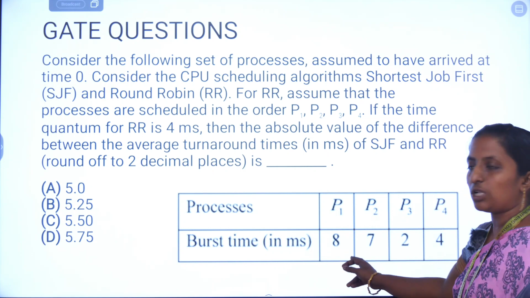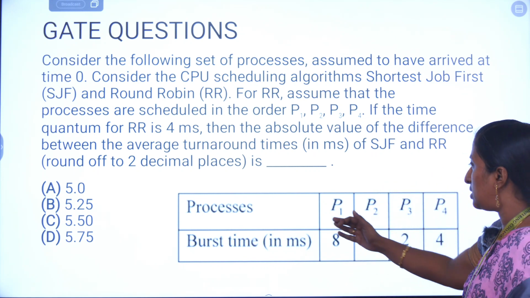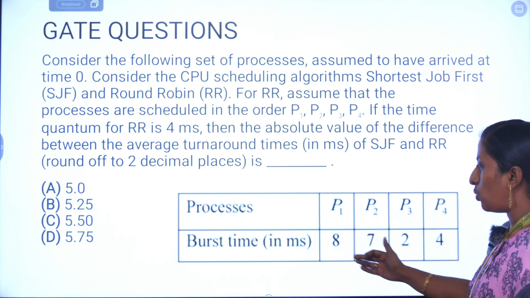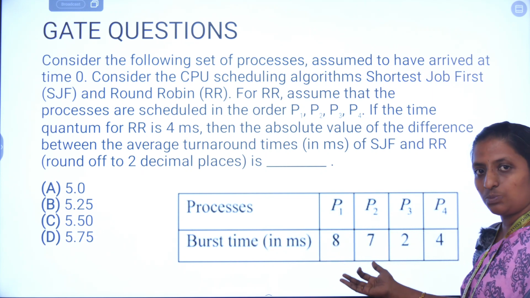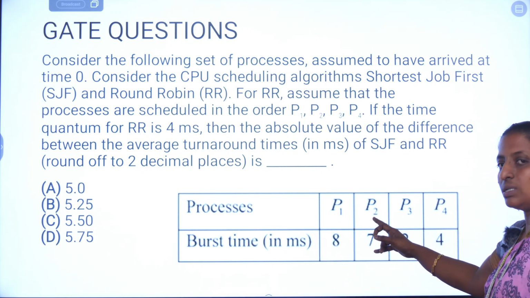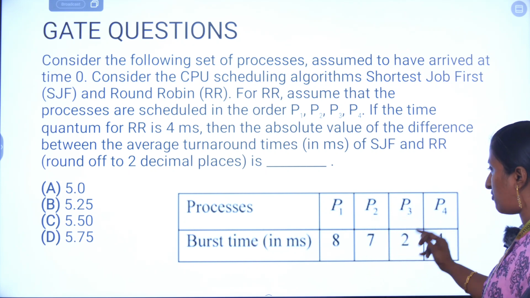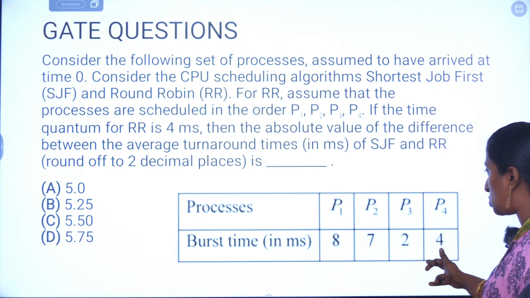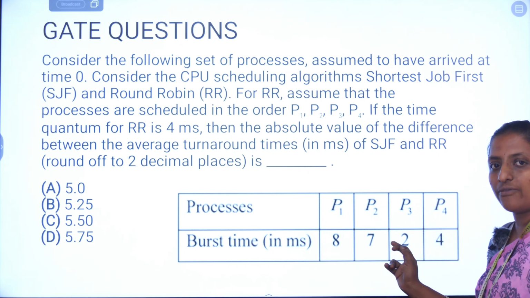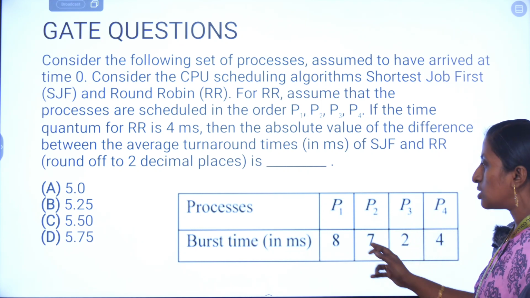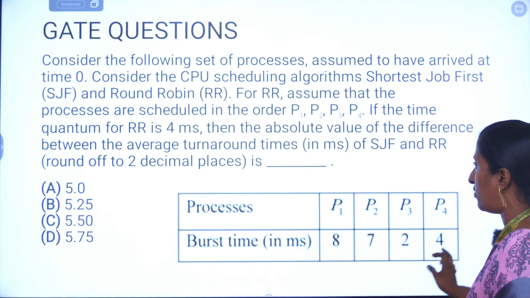So this is the table they have given. Whenever you have a question like this, surely there will be a table given. In this you will have the process, and below that the burst time. What is burst time? It is the execution time, and ms represents milliseconds. For process P1 the execution time is 8 milliseconds, for P2 it is 7, for P3 it is 2, and for P4 it is 4. So these are the processes and burst times they have given in the problem.